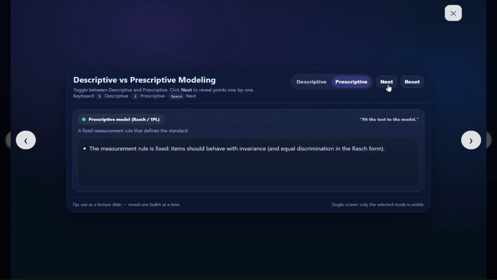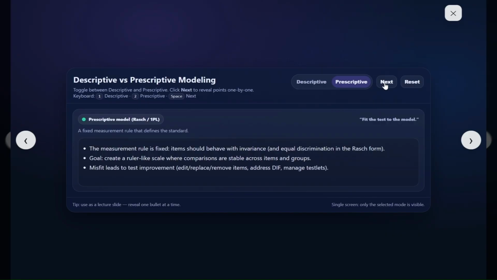So the measurement rule, which is the Rasch model, is fixed. We fix the discrimination, we fix the guessing, we only change the difficulty. Items should behave within variance. It means equal discrimination in the Rasch form. There are no differences in discrimination. Goal: create a ruler-like scale where comparisons are stable across items and groups. The ruler that we spoke about in the first slides.